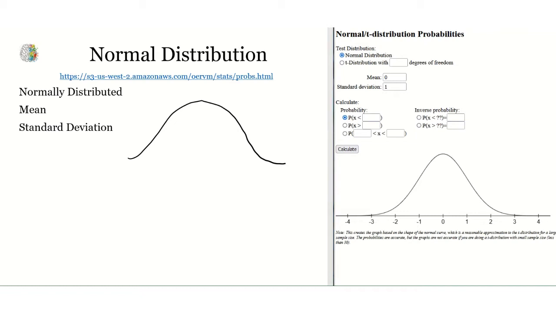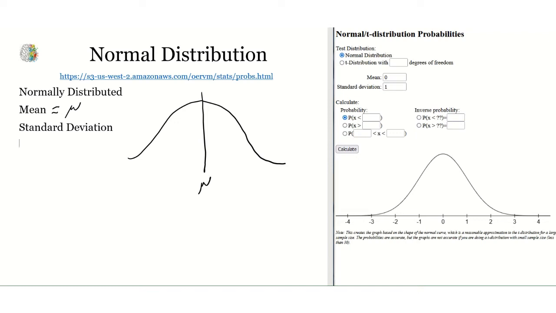The next thing that I'm going to look for is the mean, and the mean is your average, and it is represented by the symbol mu, and that is going to be the center point of your distribution.